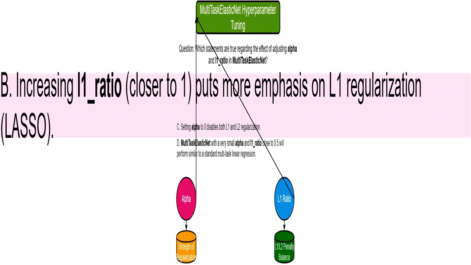This is also true. With a small alpha, I'm barely penalizing the coefficients. Furthermore, an l1_ratio near 0.5 means I'm balancing L1 and L2 equally. These combined effects minimize the impact of regularization, making the model almost the same as standard multitask linear regression.